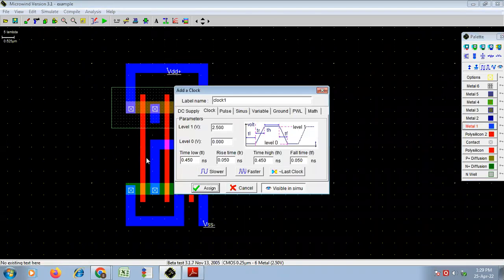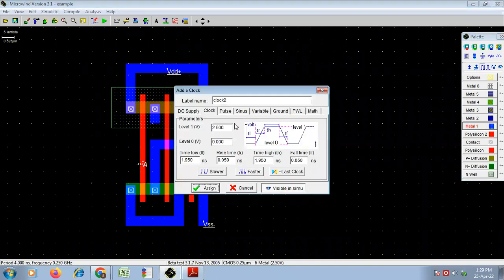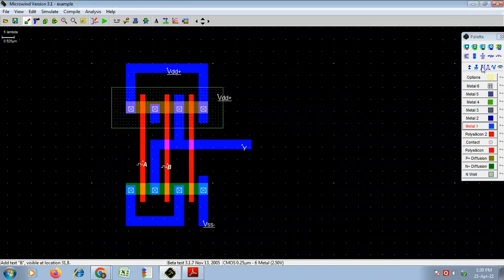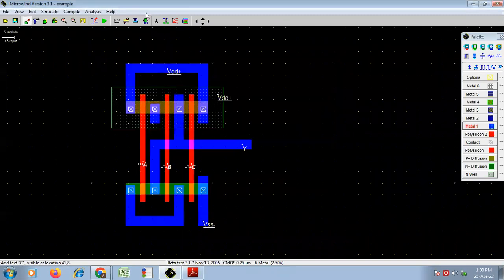Then we have to assign the inputs. Here I will assign A, here I will assign B, and the last one will be C. Assign. Check if you have violated any design rule. No, so our design is okay.